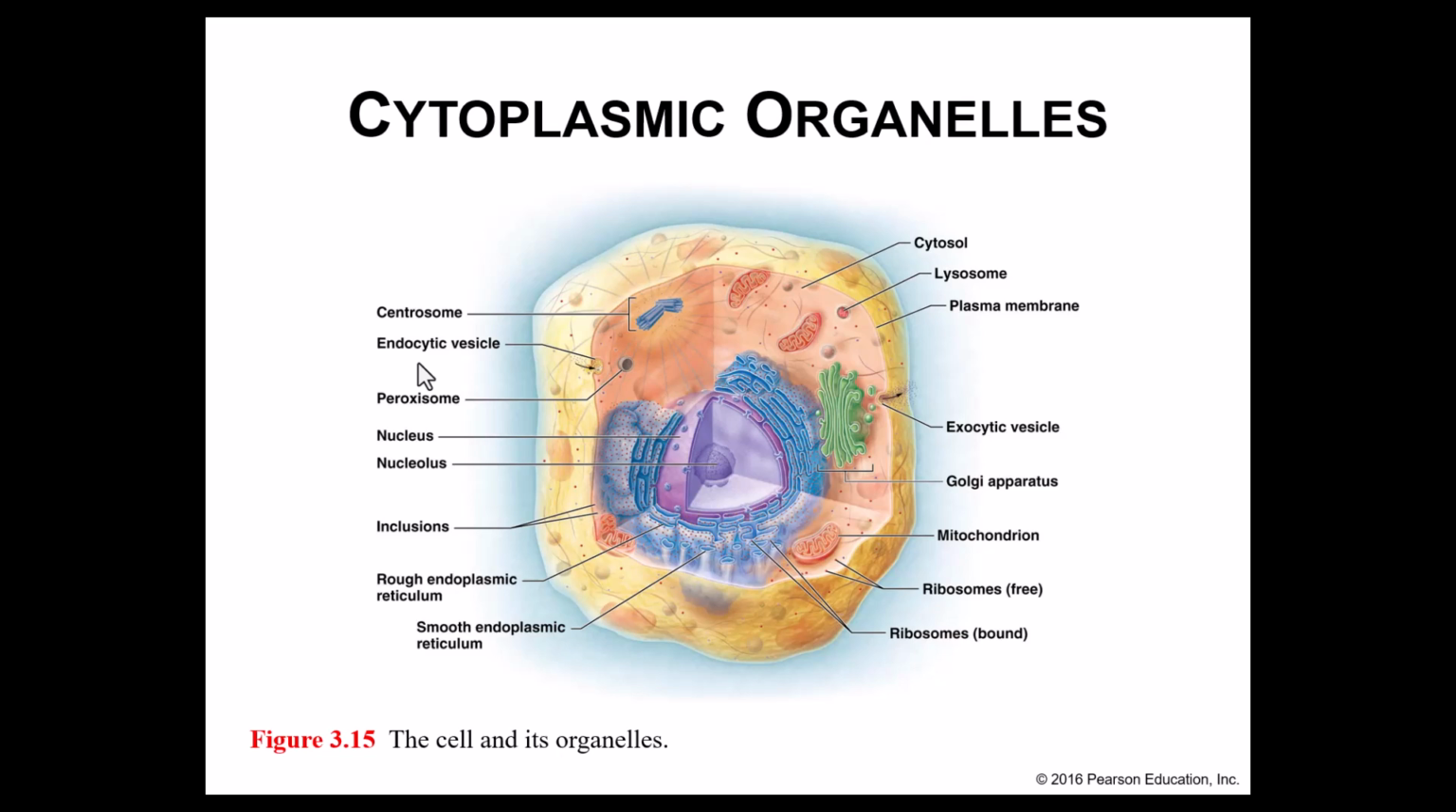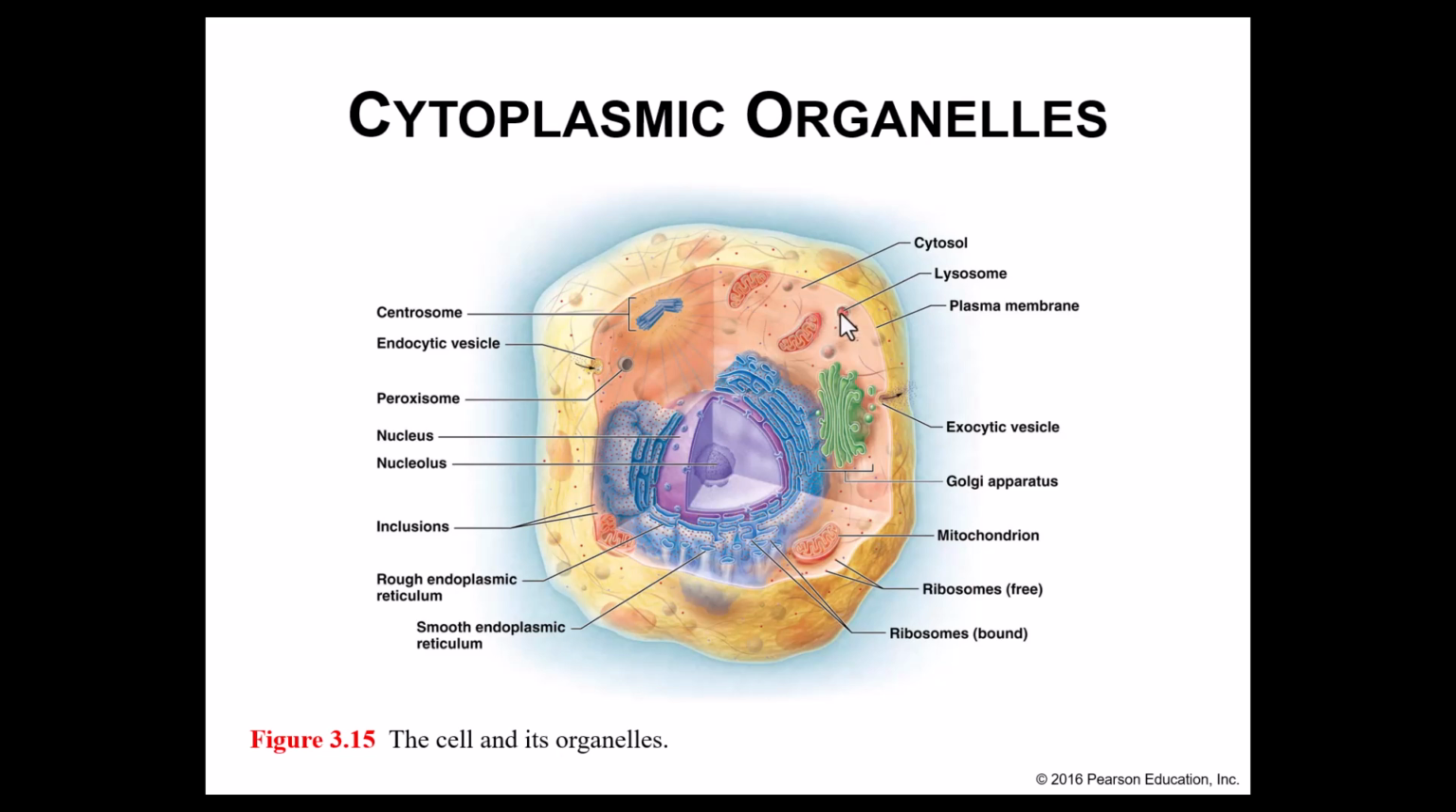Welcome to our lecture on cellular organelles. So this is our basic animal cell surrounded by the plasma membrane, and we talked about the function and structure of the plasma membrane. It is a phospholipid bilayer. Contained within the plasma membrane, we have the cytosol, which is the liquid component of the cell. It's where the organelles are in the cytoplasm.